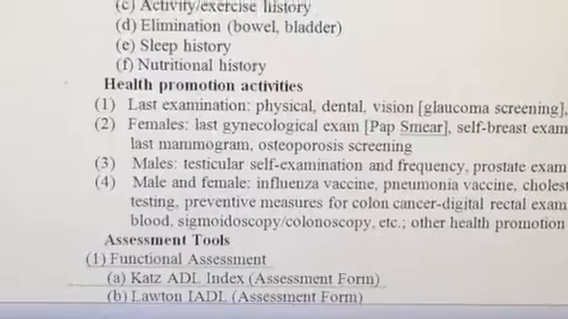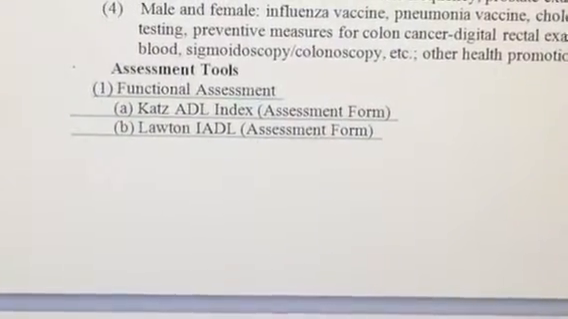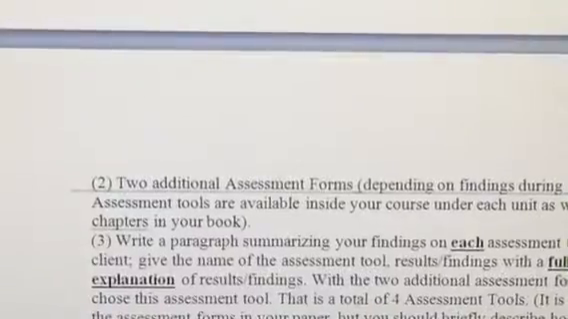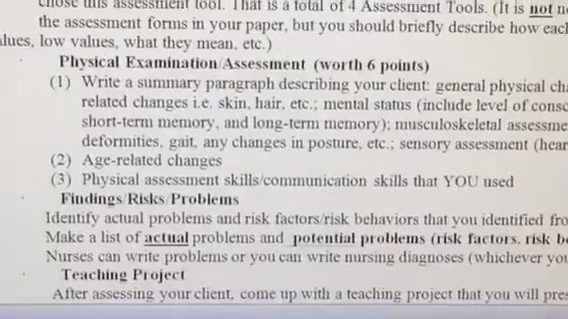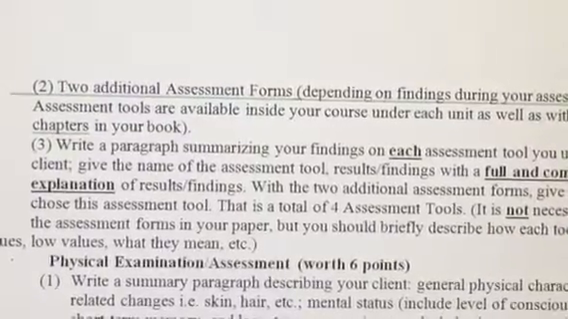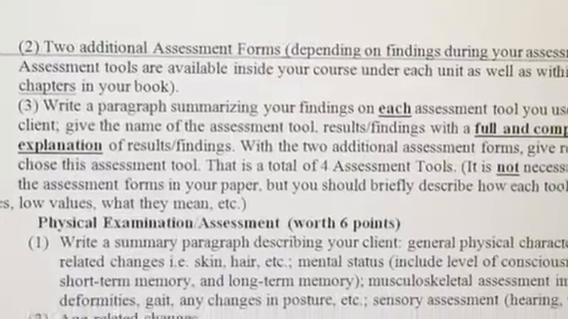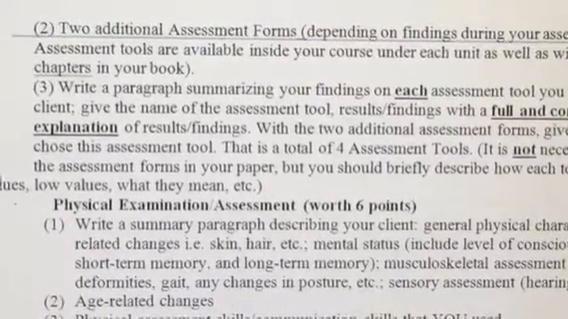2 of them have to be the CATS index and the Lawton instrument, and then the other 2 will be of your choosing based on your physical assessment of the person and your health interview. So you've got some latitude here to work with.